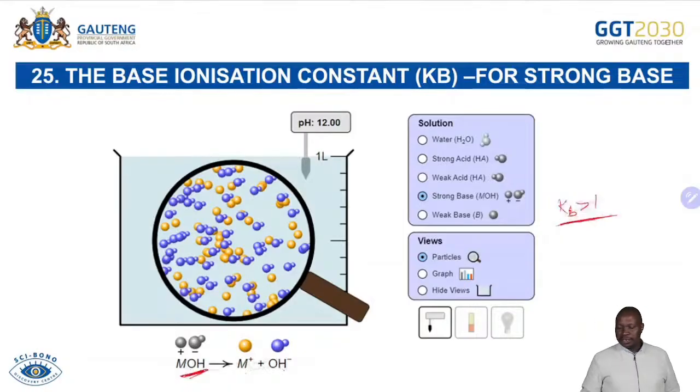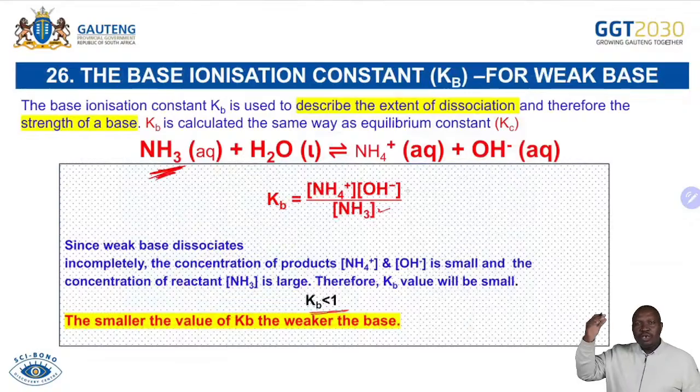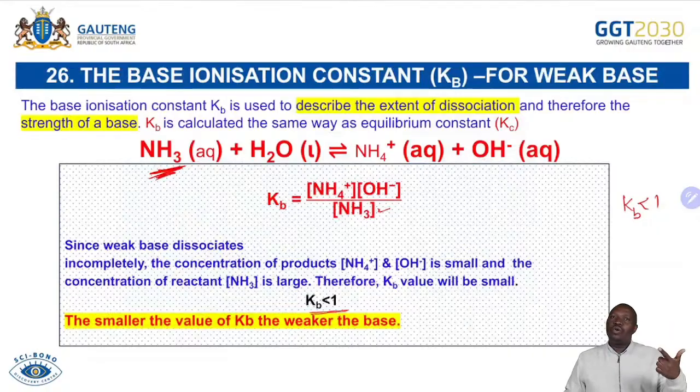So when we say weak base, it means the Kb value would be less than 1. So when you see the Kb value of less than 1, it tells you that now we are dealing with a weak base. Why? Because the ammonia will not dissociate completely, meaning that now we have more of ammonia remaining compared to the product there. And so we are dividing a smaller numerator with a bigger denominator, if I must bring your maths there. So you can see that the Kb value of a weak base would be less than 1. So Kb value less than 1, you know weak base. Kb value greater than 1, you know strong base.